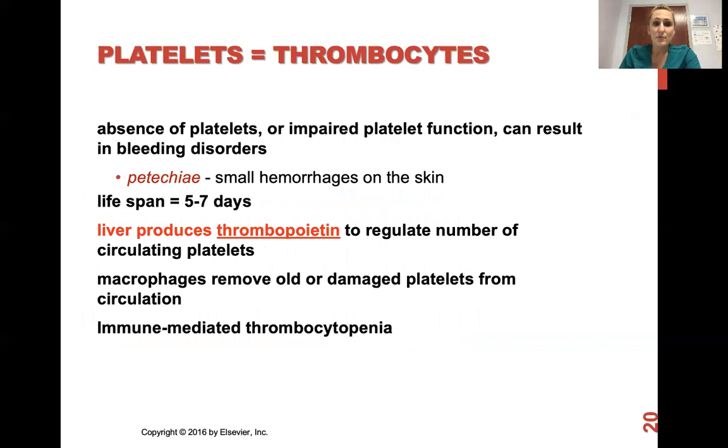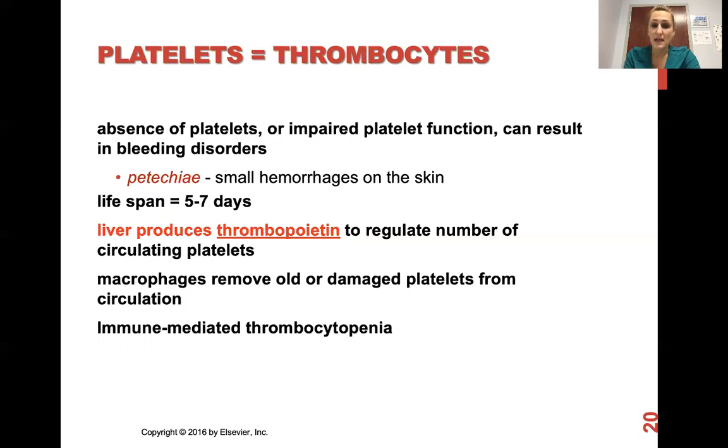In the absence of platelets or impaired platelet function, that can result in bleeding disorders. So now that you know exactly what platelets do, if there's not enough or they're not working correctly, there definitely can be some danger to the body. Usually the first sign of a platelet or a thrombocyte disorder is petechiae. So that's small hemorrhages on the skin.